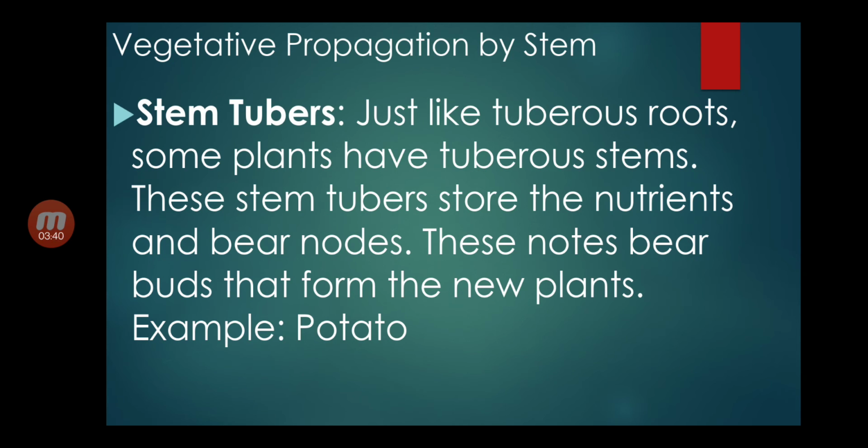Vegetative propagation by stem. Stem tubers. Just like tuberous roots, some plants have tuberous stems. These stem tubers store the nutrients and bear nodes. These nodes bear buds that form the new plants. Example, potato.